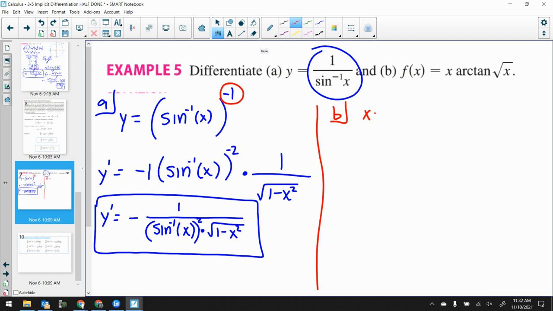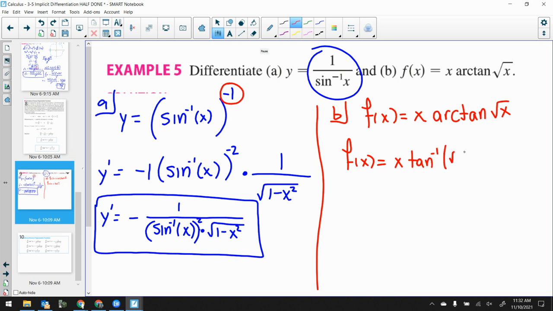f of x is equal to x arctan square root of x. Now, what is arctangent? It's just inverse tangent. Don't overthink that. Arctangent is just another way to write inverse tangent. So f of x is really like saying x times inverse tangent of the square root of x.